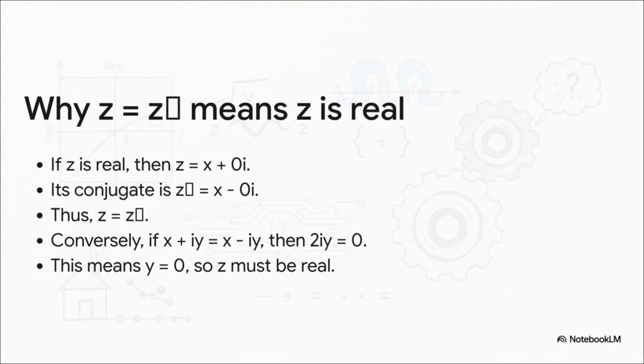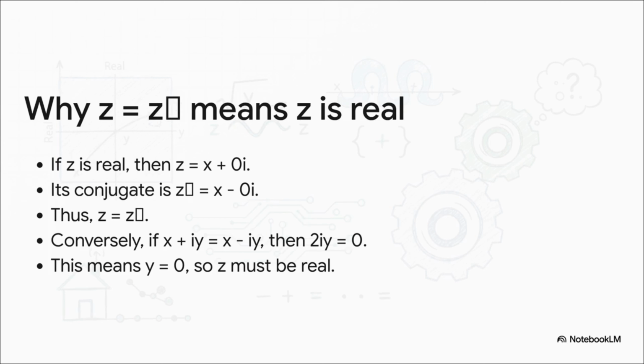Think about it this way. Let's go one direction first. If a number is real, like the number 5, what's its imaginary part? It's 0, right? It's 5 plus 0i. So what happens when you flip the sign on 0? Nothing. So of course z equals its conjugate.